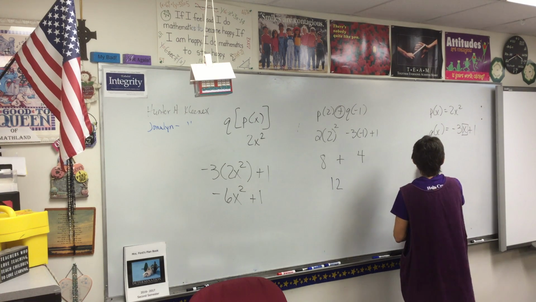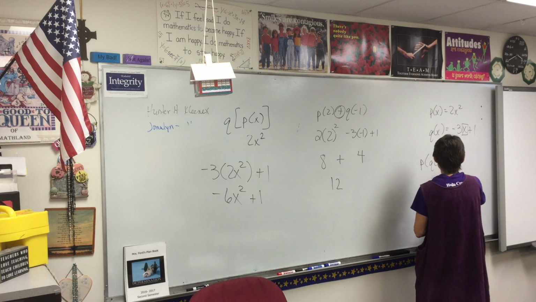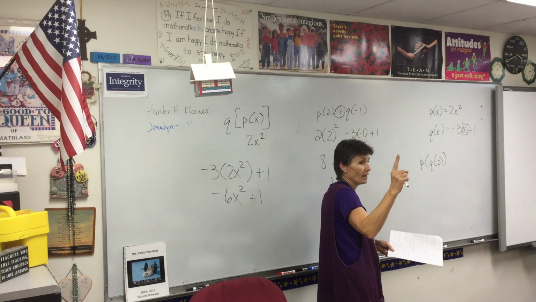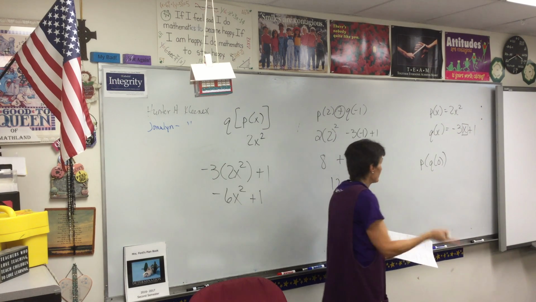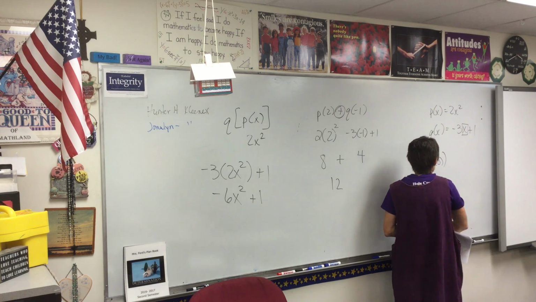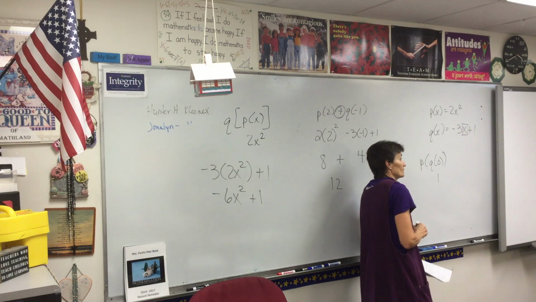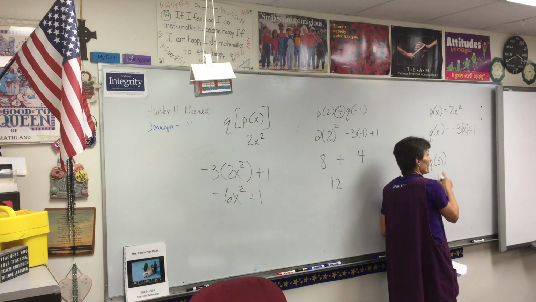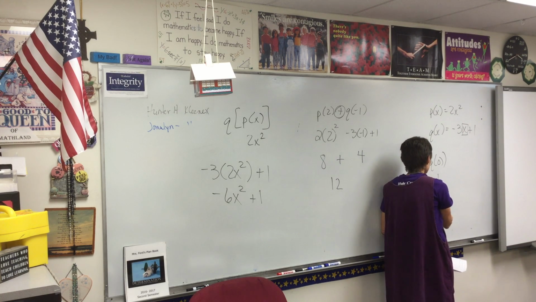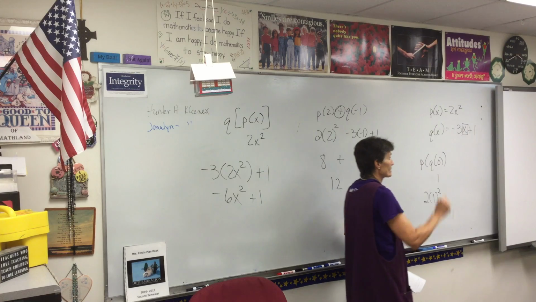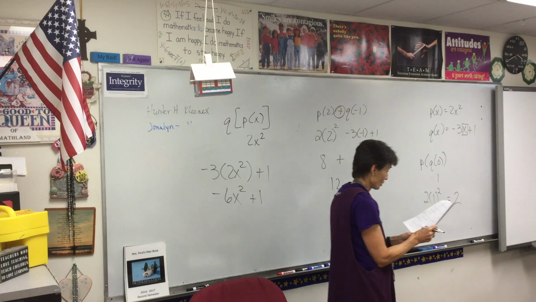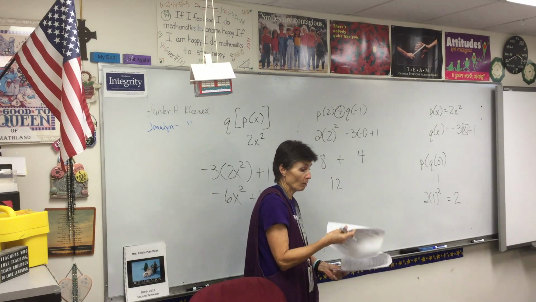And the last one says find P of Q of 0. So, step one, 0 in for Q. So 0 in for Q would be just 1, right? And then I'll take the 1 and put it into P, and that means 2 times 1 squared. 1 squared is 1 times 2 is 2. And that's the answer to the question. We're almost done, guys.